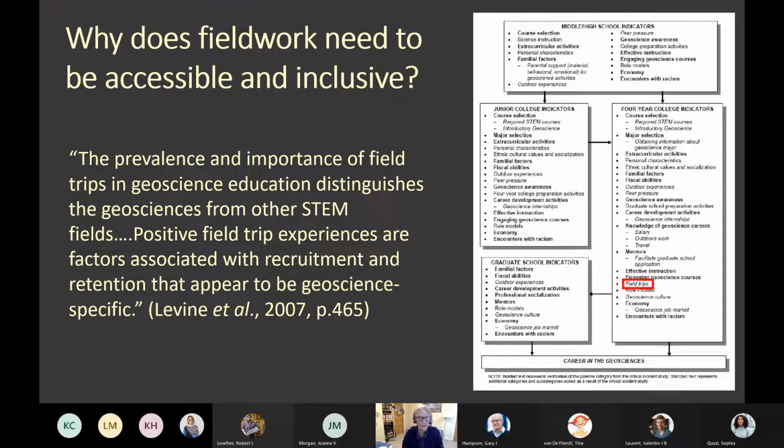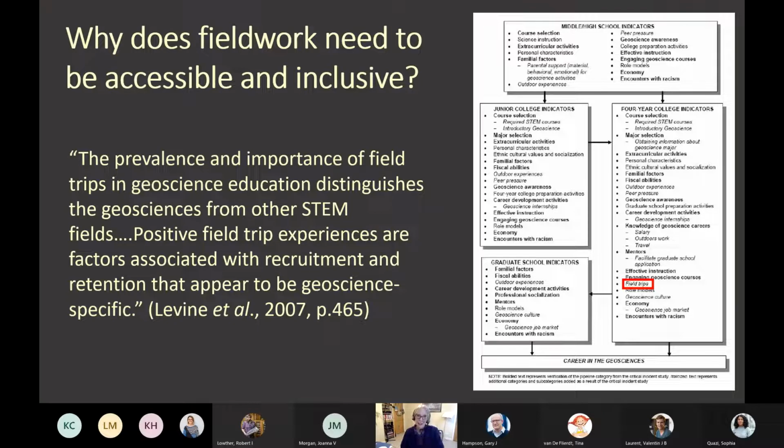And one of the critical factors that they identified within this block that sits within degree level education is field trips. So fieldwork is a critical component of the geoscience pipeline at undergraduate level. And what they also identified from this critical incident analysis is that field trips are something that distinguish geoscience education from other types of STEM education, and that having a positive fieldwork experience can be really critical to recruiting and also retaining students within the geoscience pipeline.